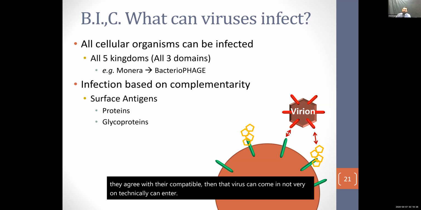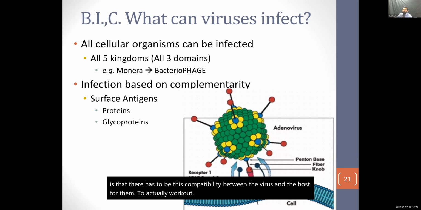Now, sometimes it's one protein, sometimes it can be many, sometimes it can be 2 or 3. But that's what is minimally required, that there has to be this compatibility between the virus and the host for them to actually work out, okay? So that handshake, and this is what you're seeing over here. I think you guys can see my little arrow when I'm kind of drawing out. I'm gonna doodle it over here.